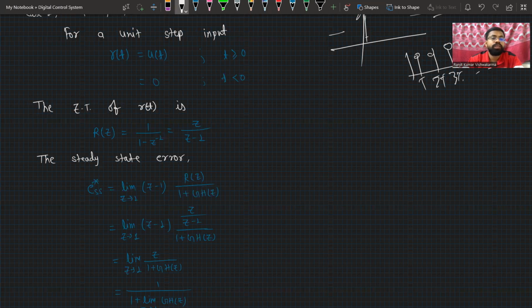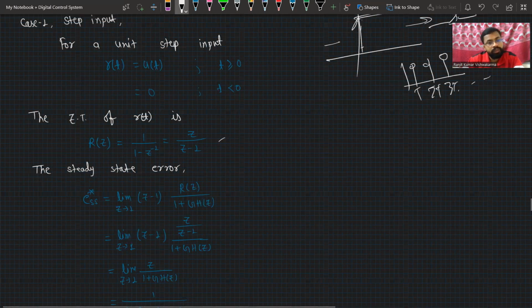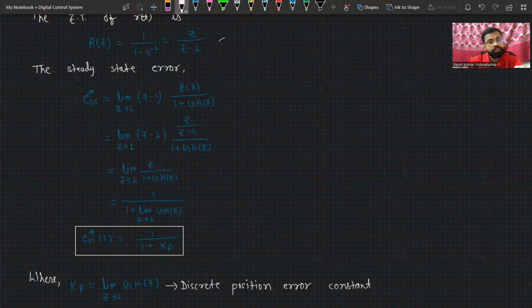A simple expression: z divided by (z minus 1). Just substitute this r of z in this formula, so it will become the steady state error like this. Substitute the value, this part will cancel out, so it will become 1 divided by... after substituting r of z, and after that just applying z tends to 1.